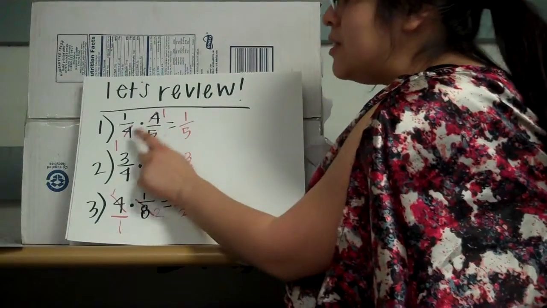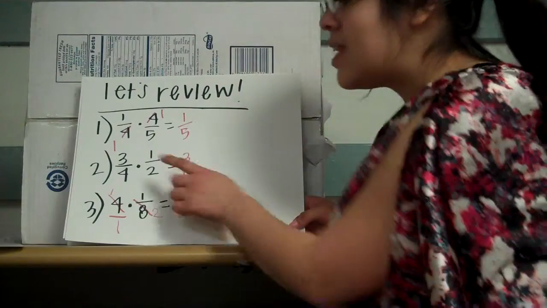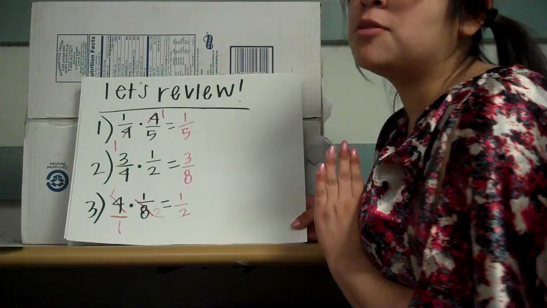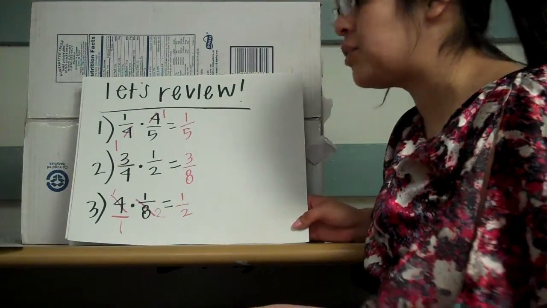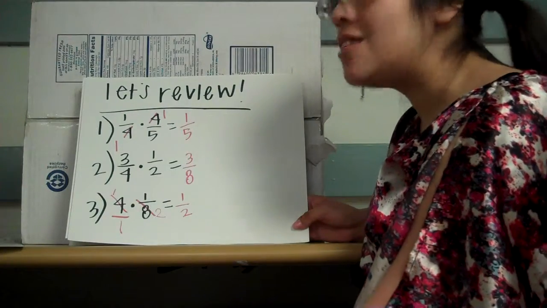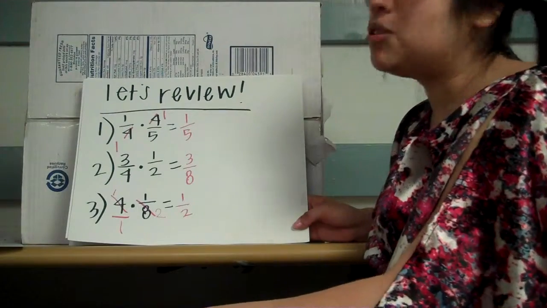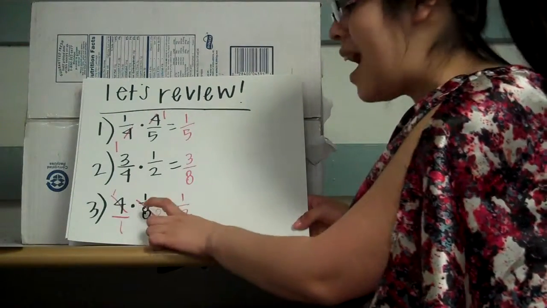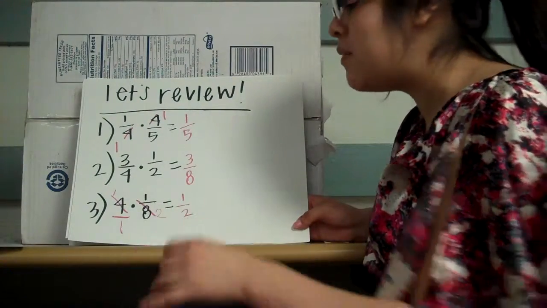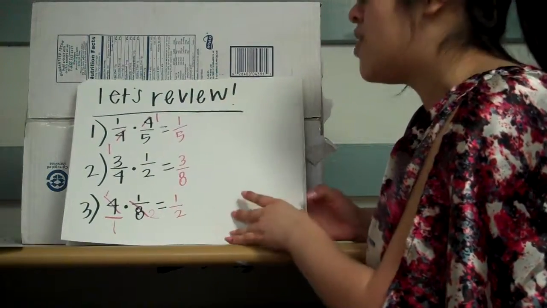So here we do see that we can simplify our 4s, which gives us an answer of 1/5. For number 2, we don't have anything we can simplify, so we just multiply straight through, giving us an answer of 3/8. And remember, when we just have a number that's not a fraction, we can divide that by 1, since it is equal to each other. So by doing that, we get 4/1 times 1/8, and then with the 1, we're able to see that we do have a cross product that we can simplify, giving us an answer of 1/2.